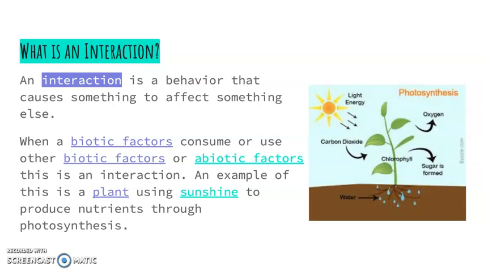So what is an interaction? We talked about this a bit last lesson and we're going to focus on it again. An interaction is a behavior that causes something to affect something else. When biotic factors consume or use other biotic factors or abiotic factors, this is an interaction. An example of this is a plant using sunshine to produce nutrients through photosynthesis. As we can see in the picture to the right, the plant is using abiotic factors such as the sunlight, carbon dioxide, and water to help do the process of photosynthesis and produce nutrients for itself.